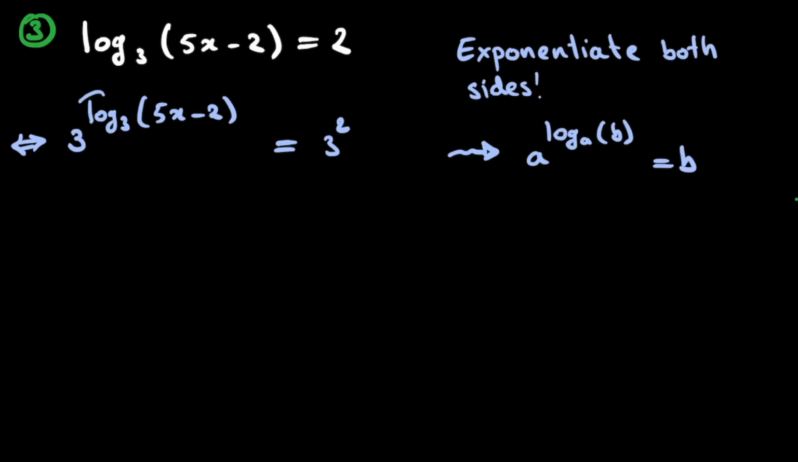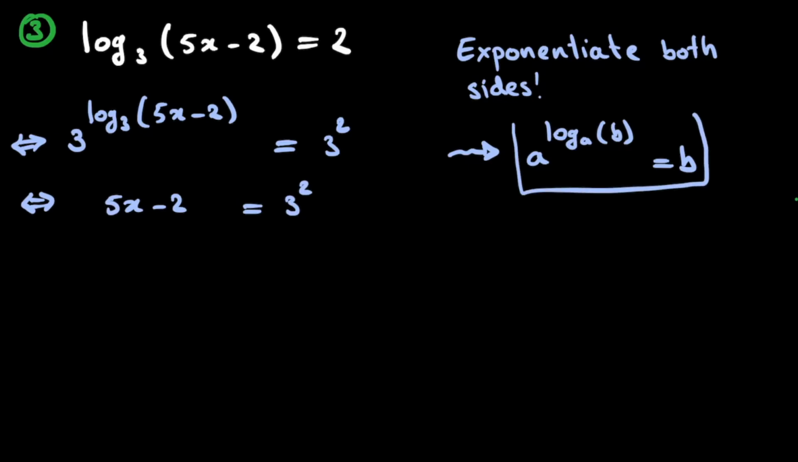And because we have this combination of 3 to the power of logarithm base 3, we can simply use whatever is inside the logarithm. So we have 5x minus 2, which is still equal to 3 to the power of 2. And again, this is where we used this property or definition of the logarithm.